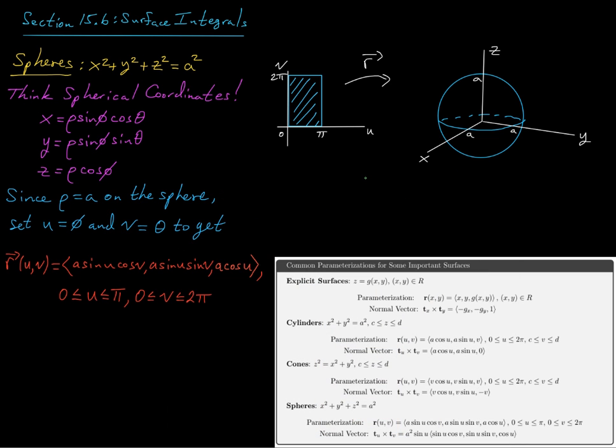So, all right, we'll call it good there. In the next video, we're going to look at parameterizing some other surfaces using a lot of the same ideas that we looked at here.